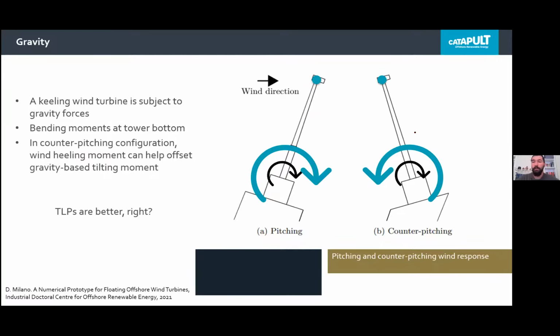However, the direction of the gravity-based force changes when the wind turbine is counter-pitching, which can help significantly in terms of the two moments compensating each other. So the question is, are TLPs better than semi-subs and spars then? Because we have this level of control over the design. Well, not so. It's not so simple, not so quickly.